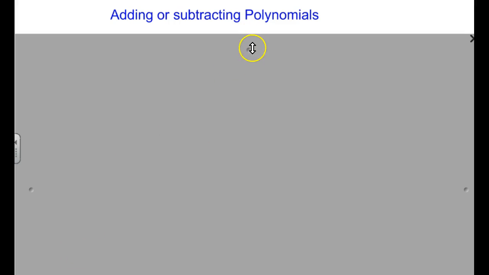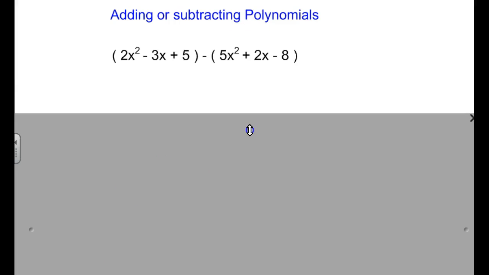So add, subtract polynomials. Some of this, here you go. This is a piece of cake. Hopefully you remember how to do this. Try this on your own. And then follow me. Make sure you take care of this guy. Everything is being subtracted here in the parentheses.